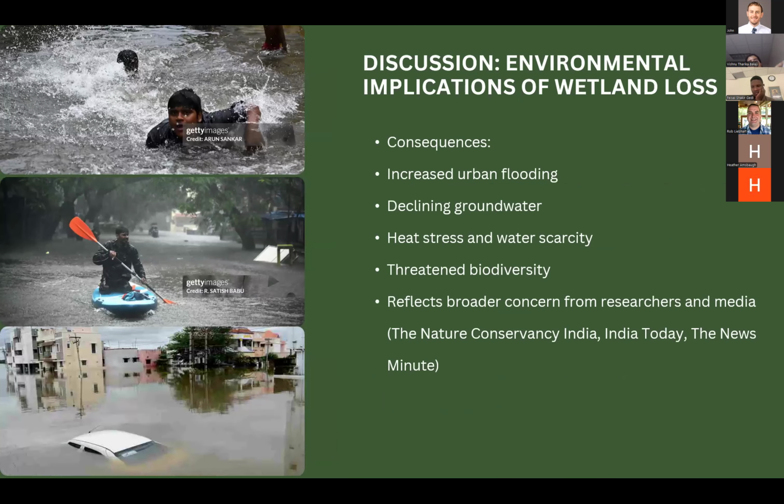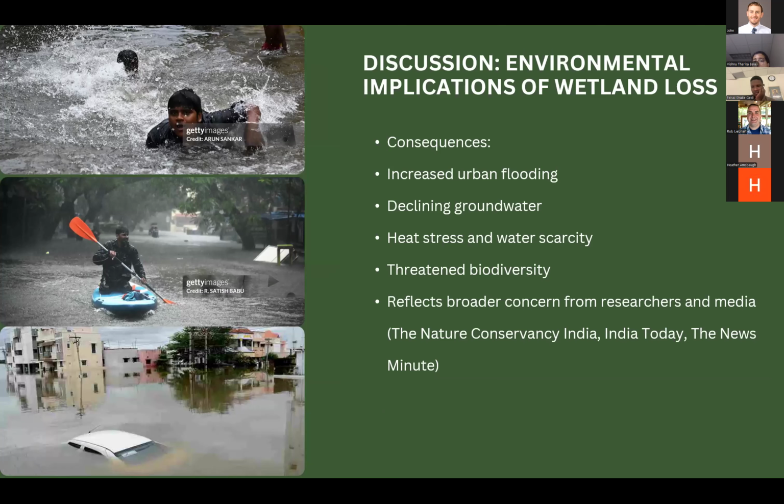Moving on to environmental implications. This continuous loss of wetlands has triggered some serious environmental issues. Chennai has been facing some serious flooding issues since the year 2015. Almost every year, Chennai is facing flooding issues. And here are some images of this flooding, and it's pretty serious.